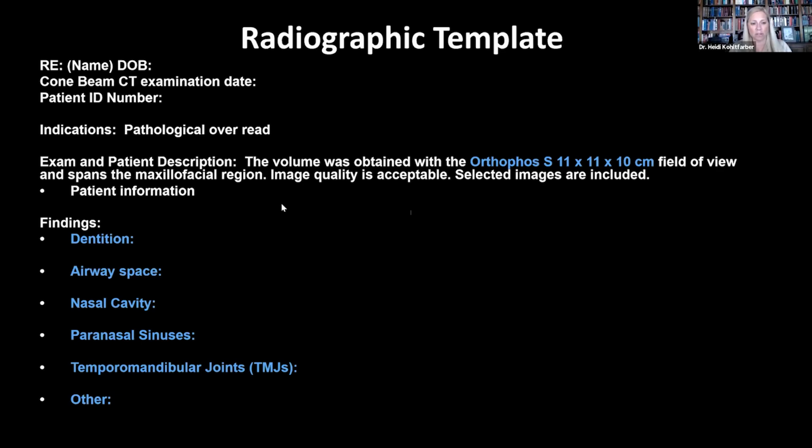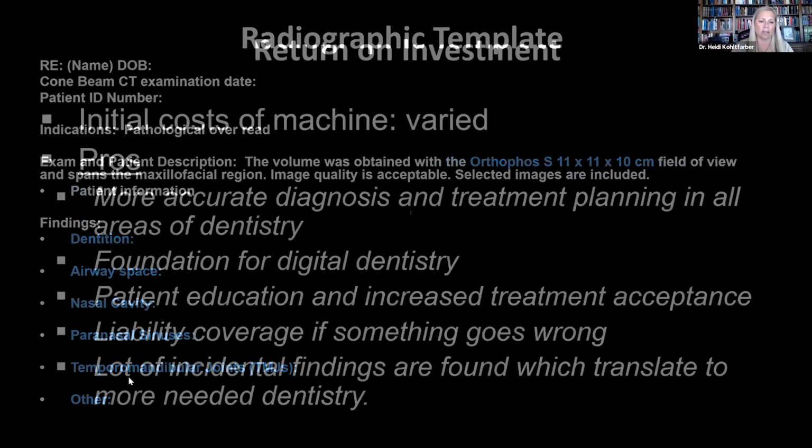This is another example. This is an example from my private practice of how we would talk about a scan. We'll have our patient information, our indication. If it happens to be one that's just taken for pathological overread, many times people will go ahead and take a CBCT when that patient comes in because they can get so much more information. But you also still need to have bitewings as well. We're not to all-in-one imaging yet. Field of view, and then we can go down through the different spaces: dentition, airway space, nasal cavity, paranasal sinuses, and our TMJs, and then other might be soft tissue calcifications, cervical spine, and that sort of thing.